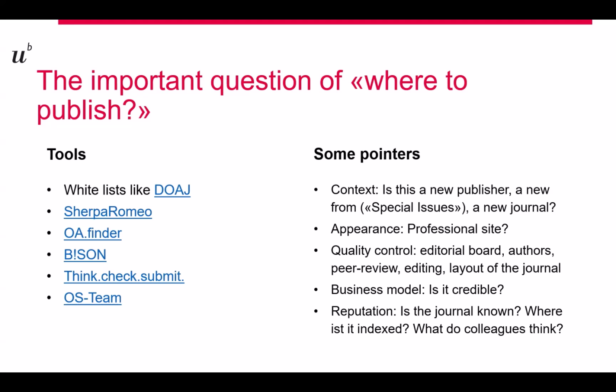If you choose a journal and you just want to know the funding options you have, then you can use the OA Finder, where you can put in an ISSN or a journal title, and you get the funding information for this specific journal. All these tools, you can find them on our website too.